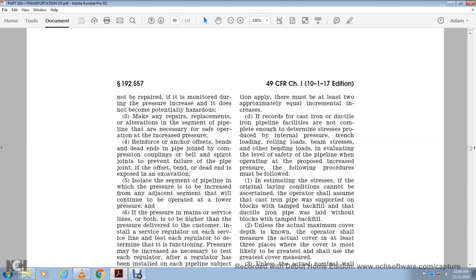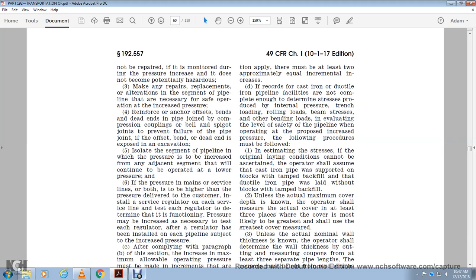The strength of the original laying condition cannot be certain, but the operator shall assume that the cast iron was supported with a blocked tamped backfill. The ductile iron pipe is laid with a blocked tamped backfill. Unless the actual maximum cover depth is known, the operator shall measure the actual cover at at least 3 places where the cover is likely to be greatest, and shall use the greatest cover measured.